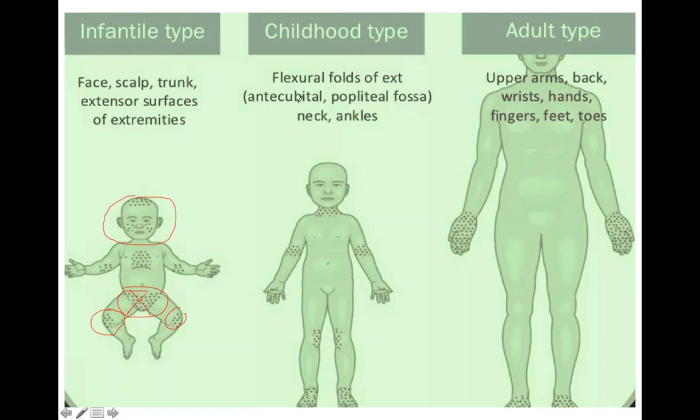In childhood, it may be seen in the antecubital fossa. Here they are occurring on the extensor surfaces. Here they are occurring in the flexural folds, popliteal fossa, antecubital region. This is also characteristic. In infants, it occurs mainly on the extensor surfaces because infants keep on crawling. So with crawling, this area becomes dry, causing atopic dermatitis. Here they are occurring on the flexural surfaces. This is also characteristic. Very important point. Clear?